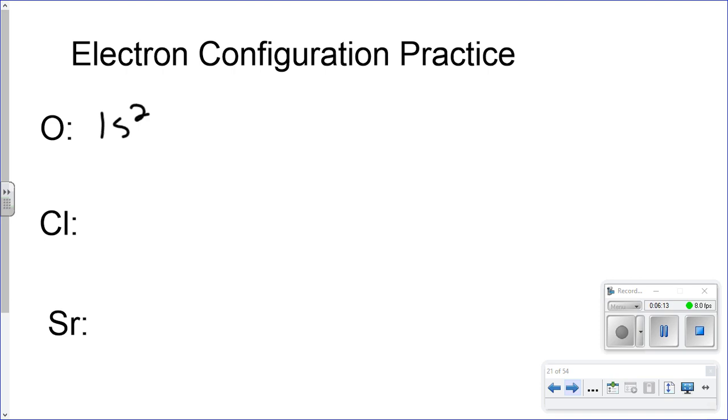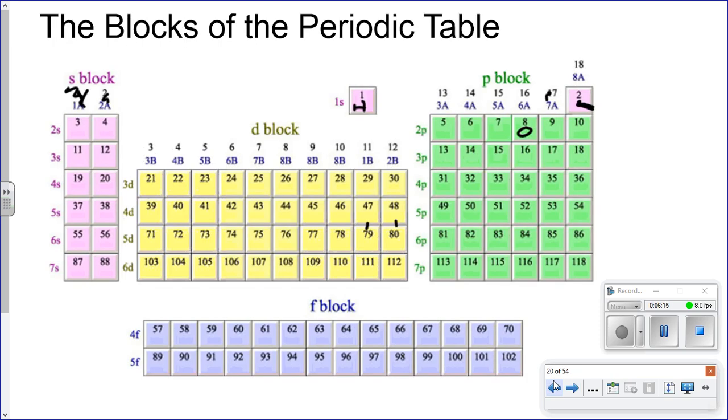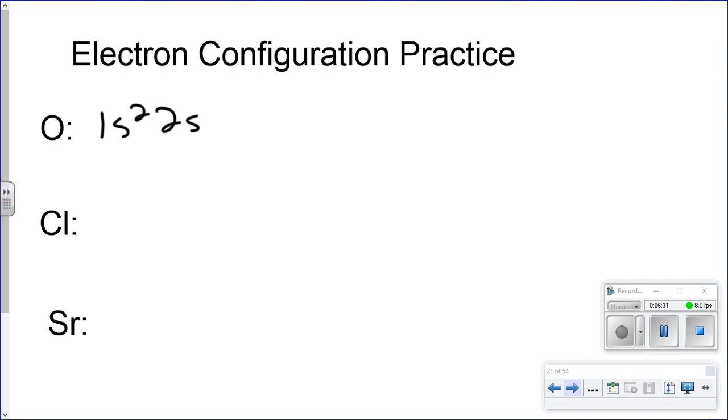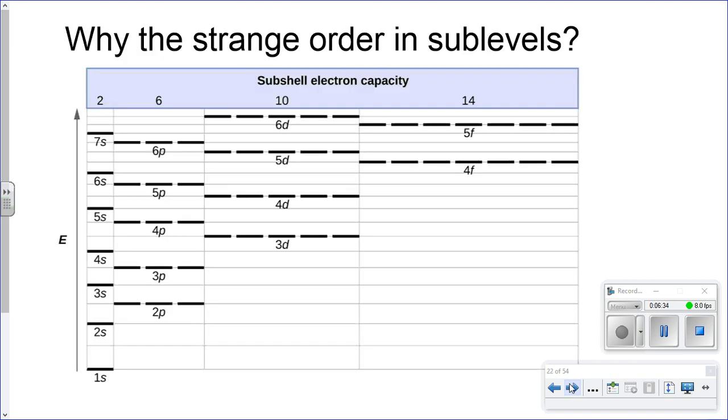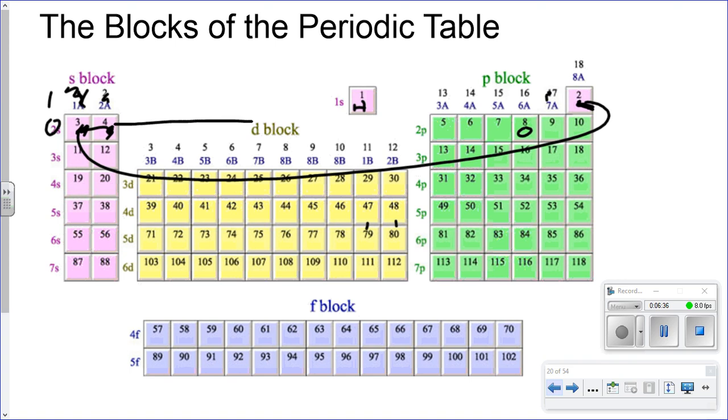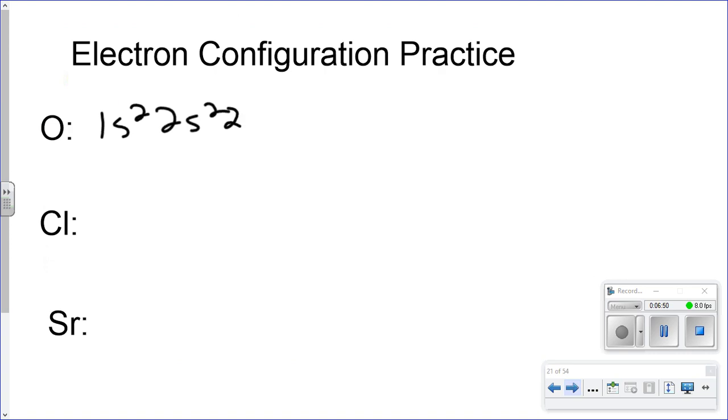And then now once we're done with that, we're at the end of the first energy level. So let's go to the second energy level. So down here, we're now going to read here. Now I'm in the S block, so 2s1, 2s2. So that's filled. So now we have to jump over to the P block, all the way over here. Now I have P1, P2, P3, P4. That's the fourth column of the P block. So now I have 2p4.